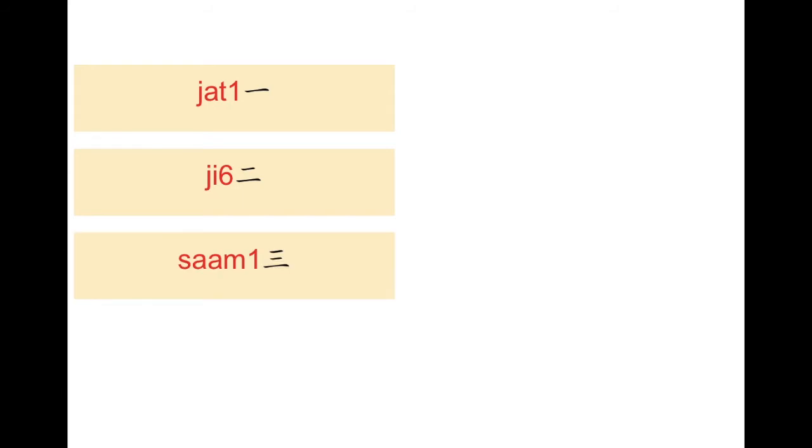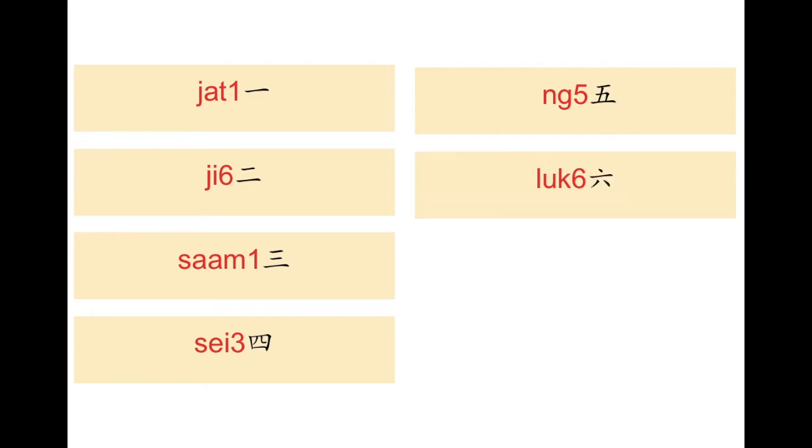Number 1, we say 一. 二 means 2. 三, 3. Say 四, 4. 五, 5. 六, 6. 七, 7.